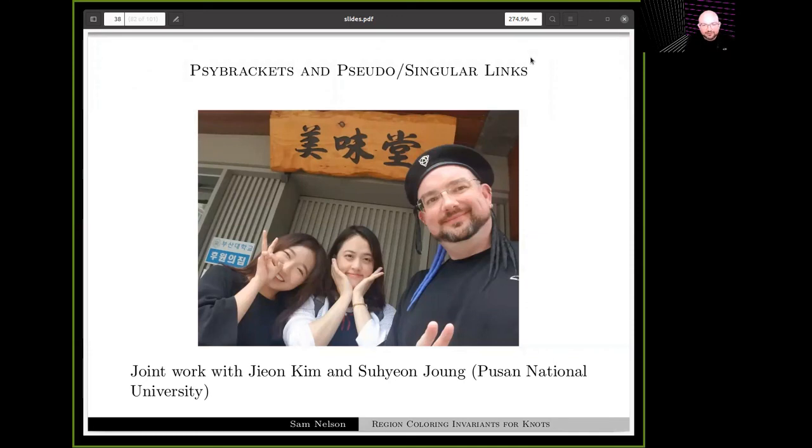Okay, for my final example coming from a paper, I want to tell you about this project I did with Jieon Kim and Suyeon Jung from Pusan National University in South Korea. So the idea here was to study pseudoknots, singular knots, and links using region coloring to develop a region coloring structure for those objects.